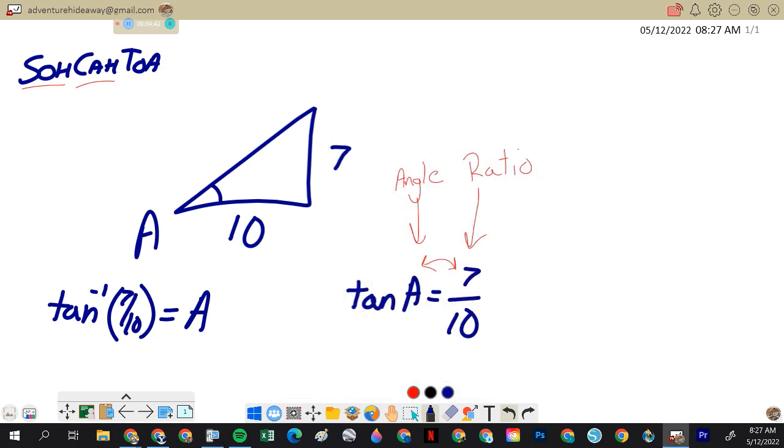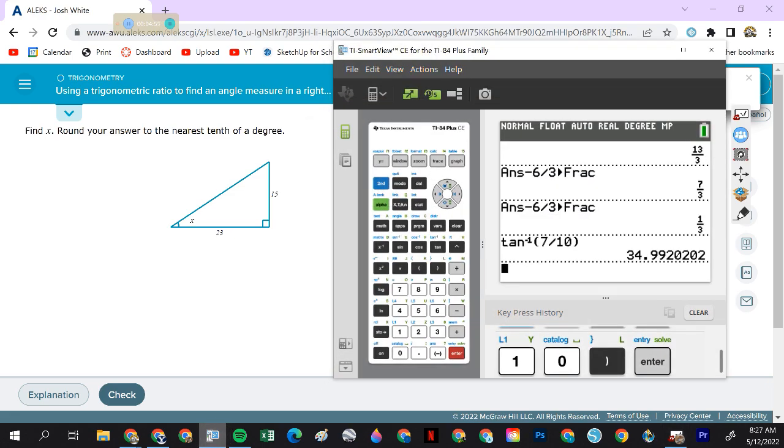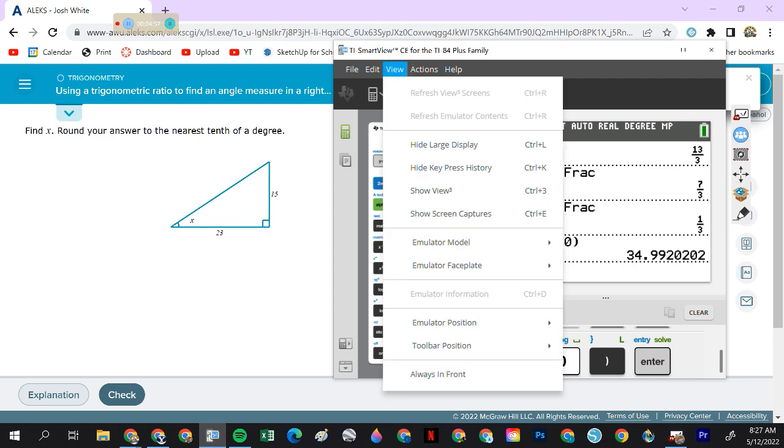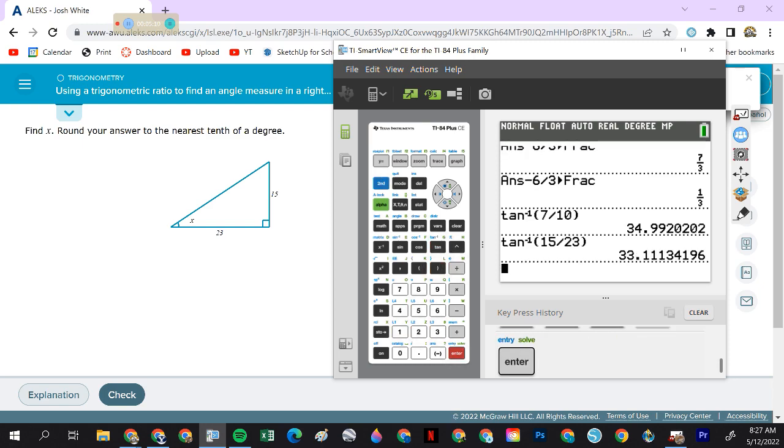All right. So let's look at this. Here, I want to know how big angle X is. So which ratio should I choose? Tangent. And we want to know what the angle is, so we do tangent inverse of 15 over 23, and it spits out the angle 33 degrees.